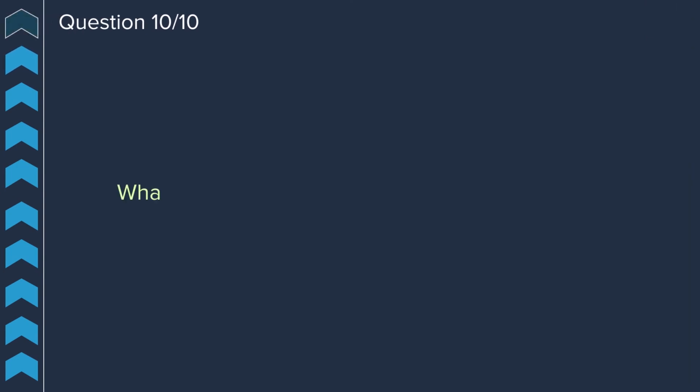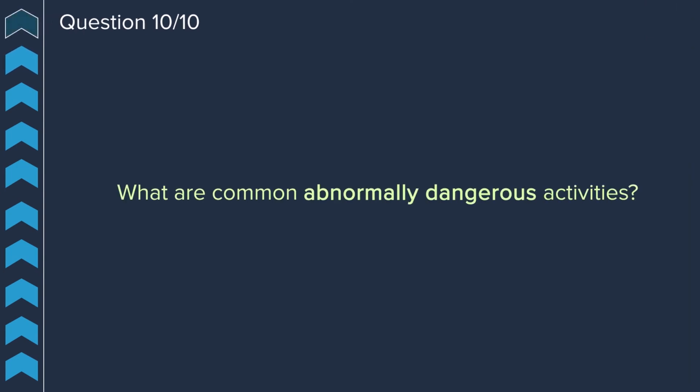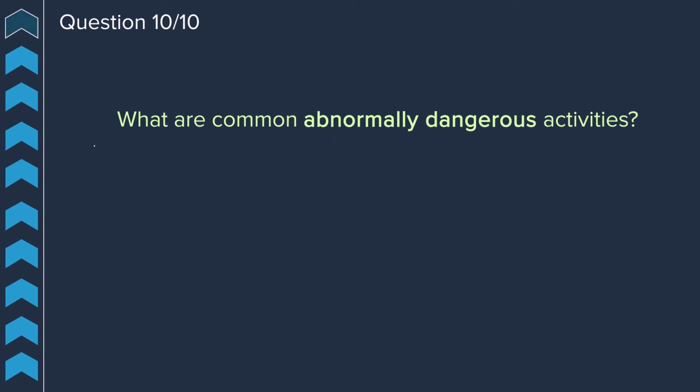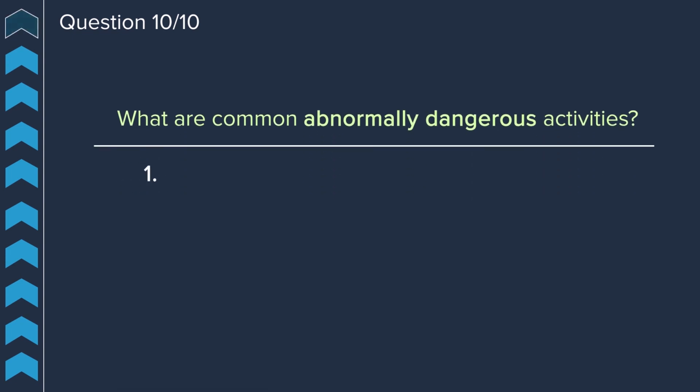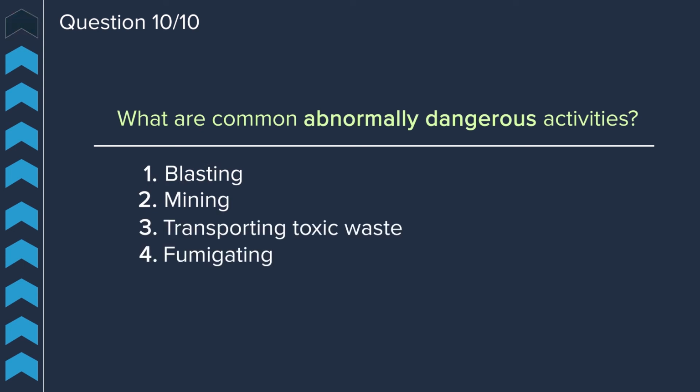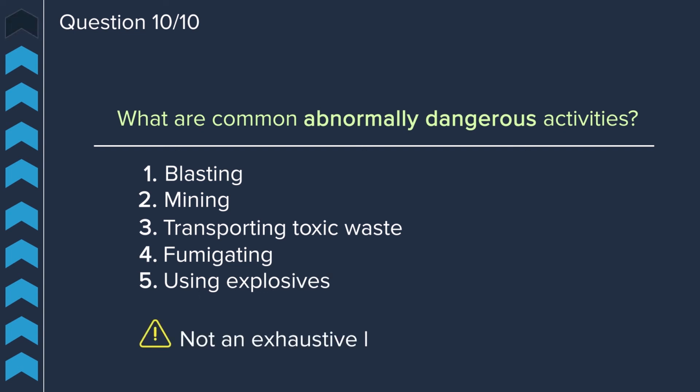Question 10. What are some examples of common abnormally dangerous activities? Some examples include blasting, mining, transporting toxic waste, fumigating, or using explosives. Remember, this is not an exhaustive list. These are just some things that may come up on the MBE.